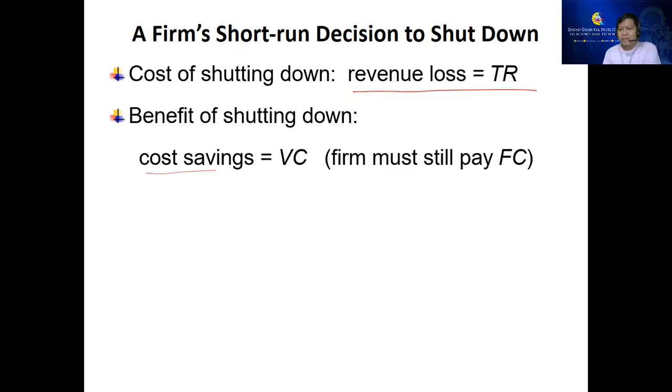Kung padayon siya magdako ang iyang lugi. Pero kung mo-stop siya, naa pa siya ma-recover nga mga cost. Sama for example, the variable cost, no? The variable cost can still be recovered by the company. The cost saving equals variable cost. Firms must still pay the fixed cost.